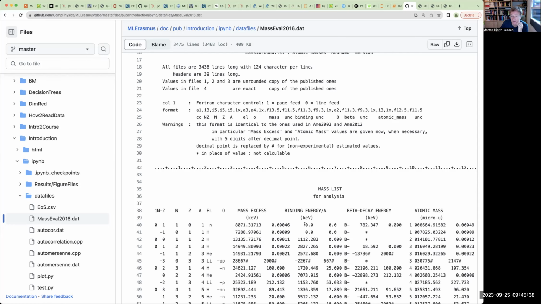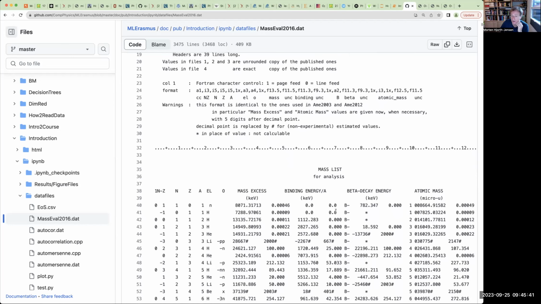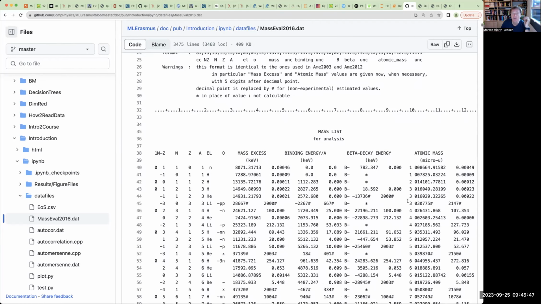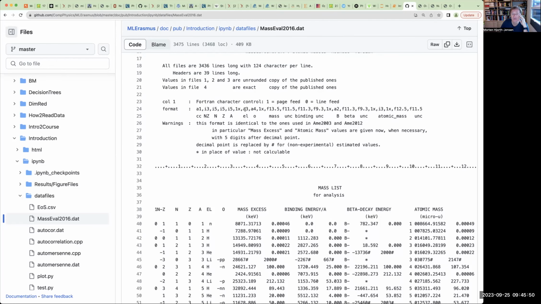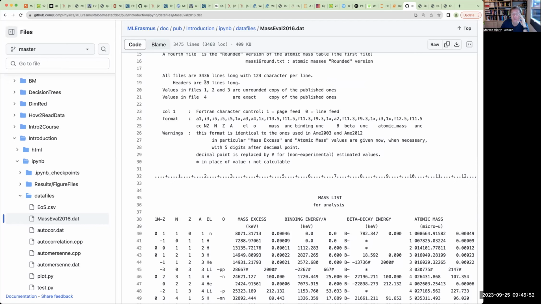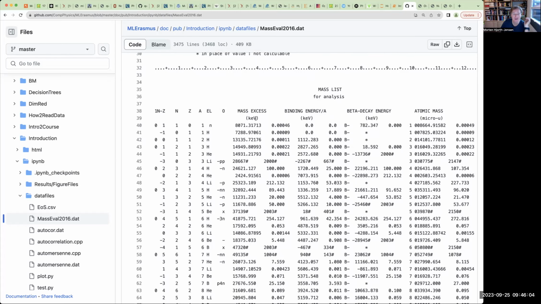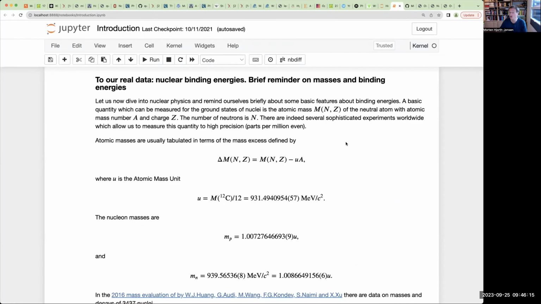This has the mass excess. It contains the binding energy. It contains an error on the binding energies. It contains the beta decay energies, etc. So this contains 39 headers, and each one of these columns contains some information, whether these are floating point numbers or integers, etc. So sometimes it can take people a certain amount of time to read in this data and convert it into something meaningful.